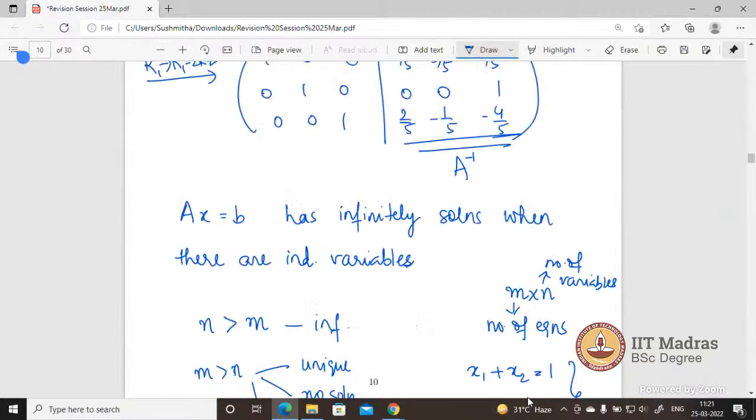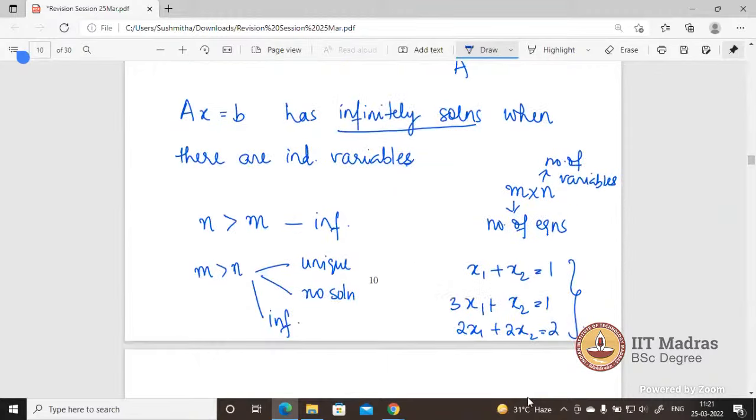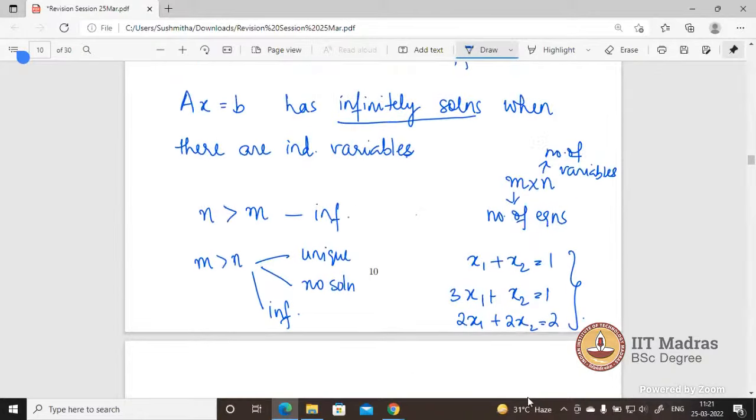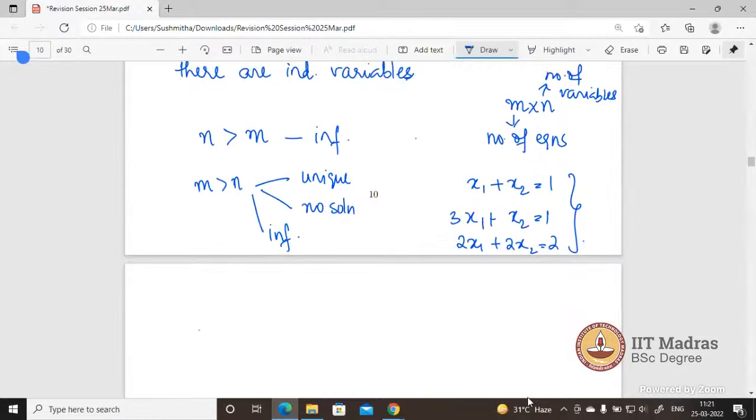So basically if there are independent variables, then there are infinitely many solutions, right? Yes, ma'am. And if all the variables are dependent, then there is a unique solution, right? Which means there is a pivot element in every column. No, in this case, you cannot tell there are no solutions unless you get something like 0 equal to some absurd quantity.